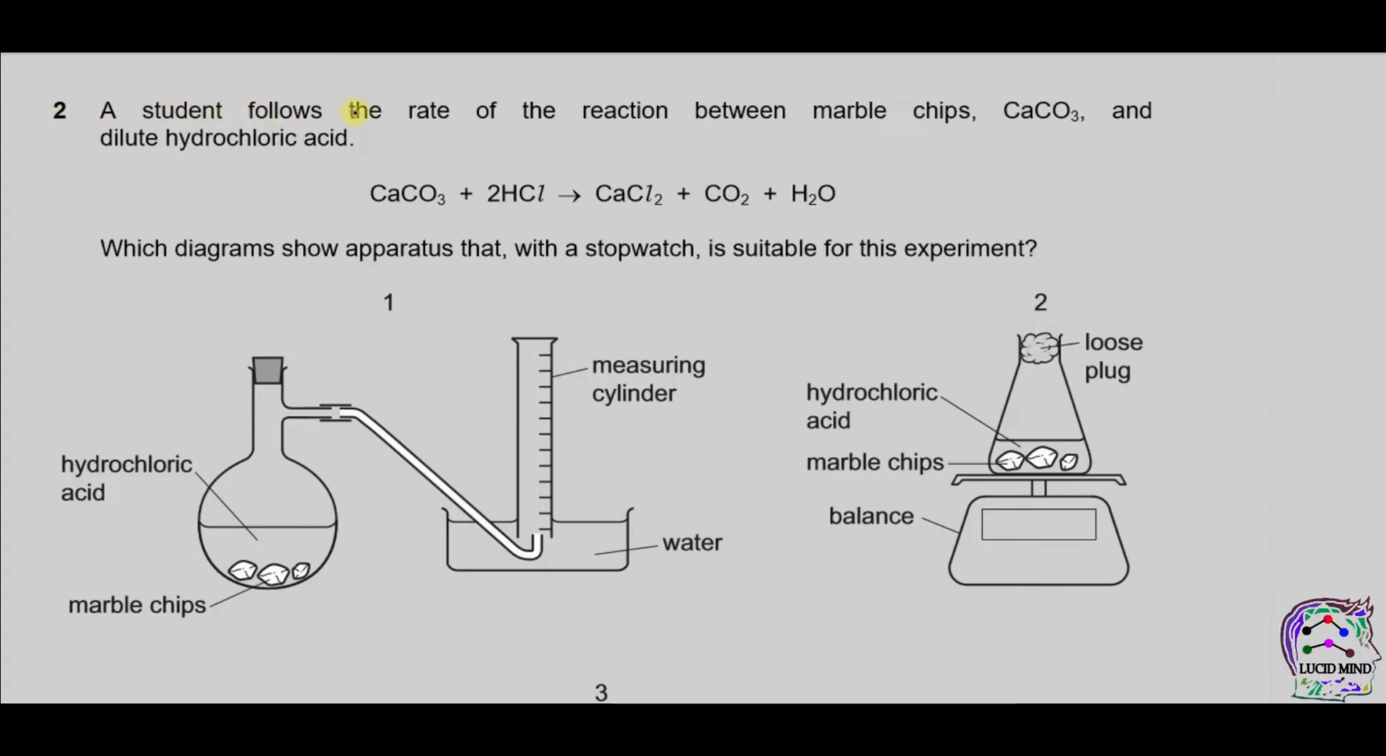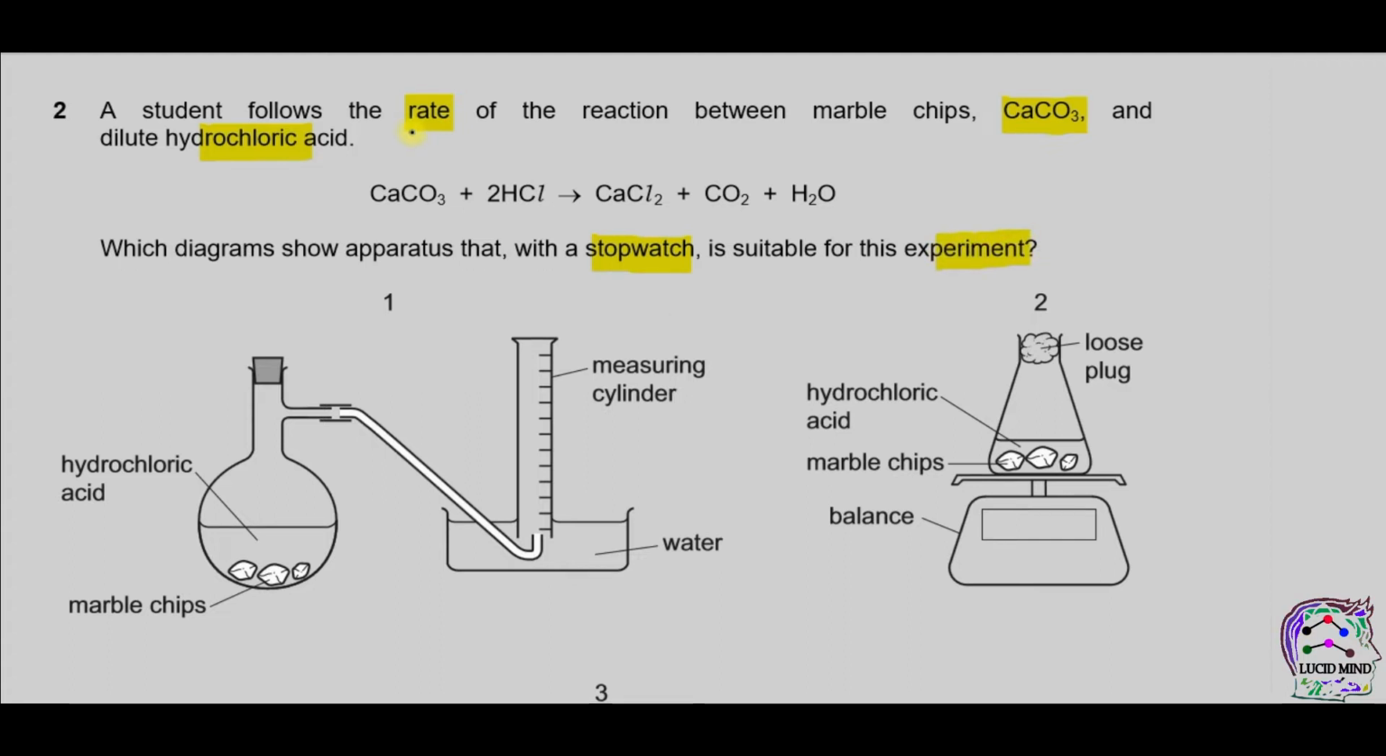Question 2. A student follows the rate of the reaction between marble chips. We have calcium carbonate and dilute hydrochloric acid. The reaction is given. Calcium carbonate reacts with hydrochloric acid to form salt, carbon dioxide and water. Which diagram shows apparatus that with a stopwatch is suitable for this experiment?